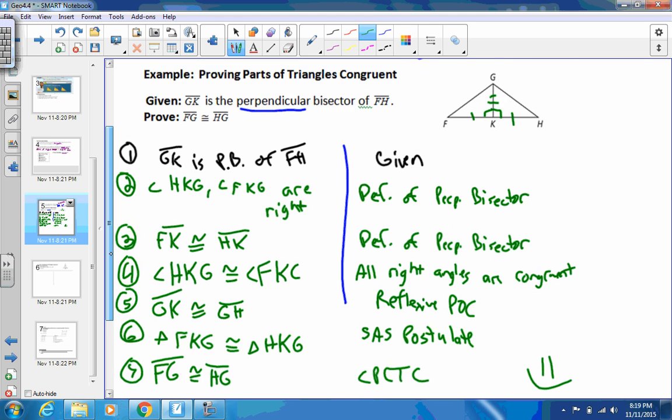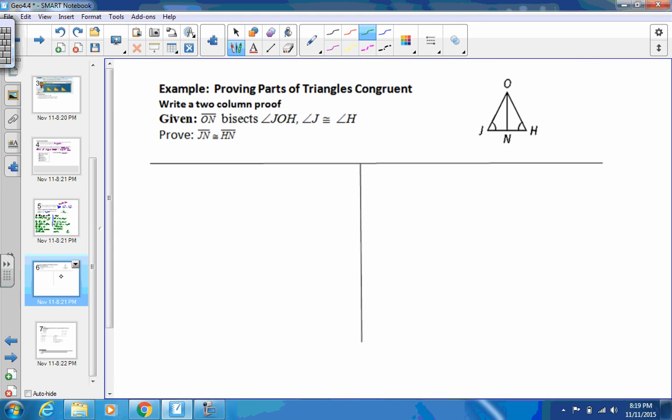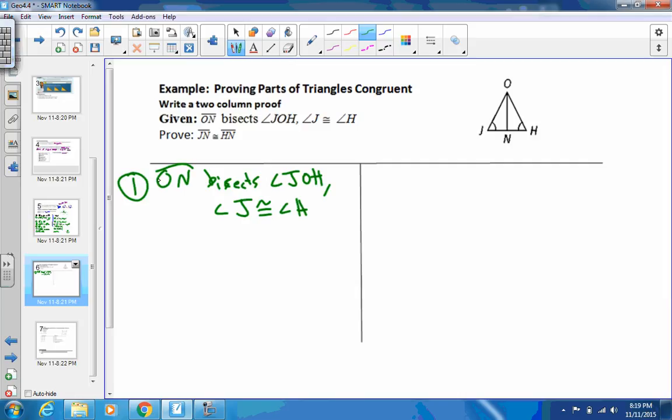All right, well, that's that proof. I think I have one more that we're going to go through that'll help us with this idea of CPCTC. So again, this is a two-column proof, and it says you're given that segment ON bisects angle JOH, and angle J is congruent to angle H. And that's already labeled on our picture for us.